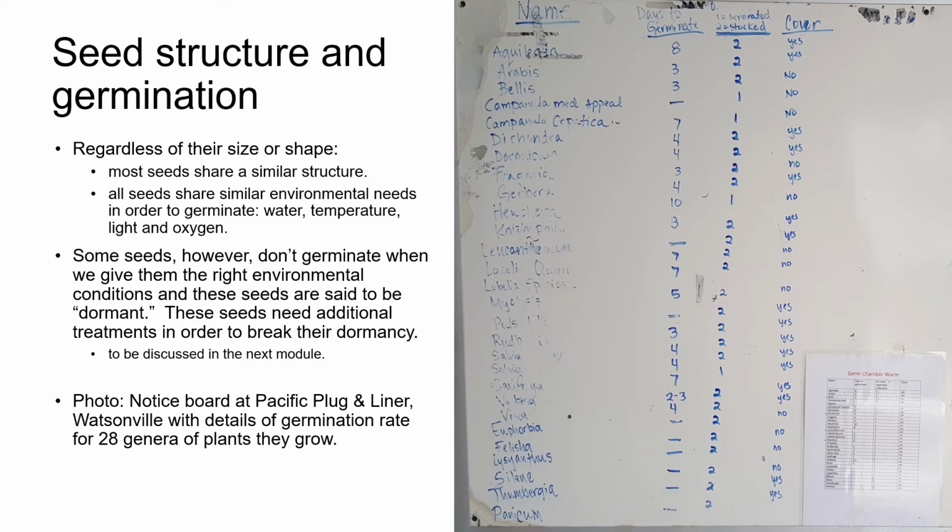Regardless of their size or shape, most seeds share a similar structure, and all seeds share similar environmental needs in order to germinate. They need water, an appropriate temperature, appropriate light levels, and oxygen, and we'll come back to these in the next unit. Some seeds, though, don't germinate even when we give them the right environmental conditions, and these seeds are said to be dormant. These seeds need additional treatments in order to break their dormancy, and we'll be discussing these in the next module.